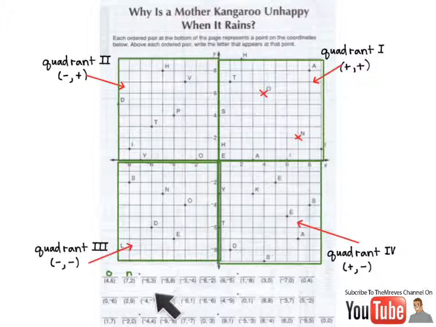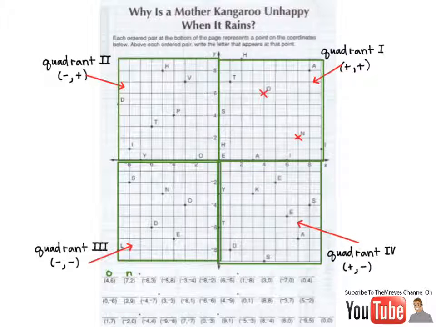Now, we notice that this is a negative 3, 6. Matches here. The first number is negative, the second number is positive. So I go over negative 3, and up positive 6. So it's right there, T. And so I would put that in there. So I'd put T down there.